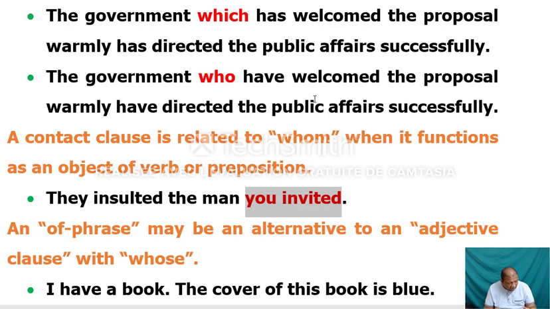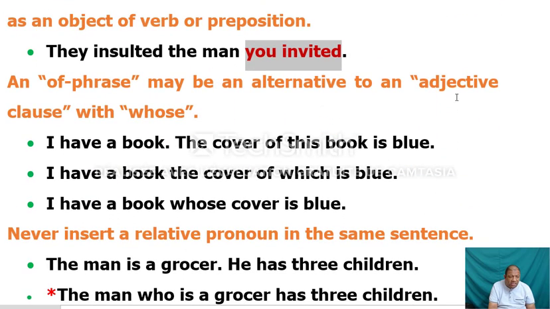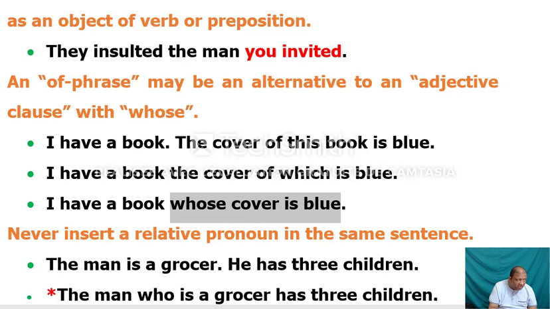This is the case where the relative pronoun is omitted. And a phrase may be an alternative to an adjective clause with whose. So here we have two cases, both of them are correct. I have a book, the cover of this book is blue. Book and the cover of this book. What does it mean, the cover of this book? Its cover. The cover of this book, its cover is blue. It's the same. So when we want to combine the two, it becomes I have a book, the cover of which is blue, or I have a book whose cover is blue. Either case is correct.